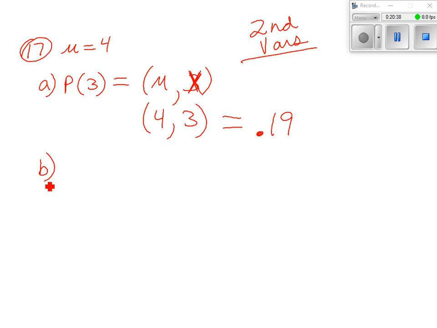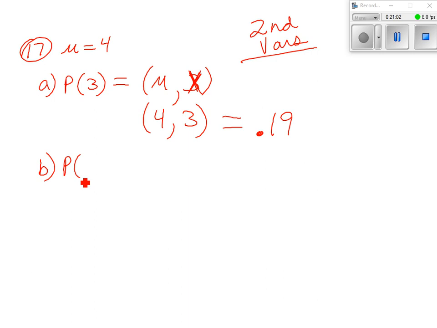Part B. Still using Poissons, so keep your calculator out. This time it says at most 3. So what do we want to find? We want to find the probability. What are the possible errors on this page? How many? Could we have 5? Give me the numbers that work.